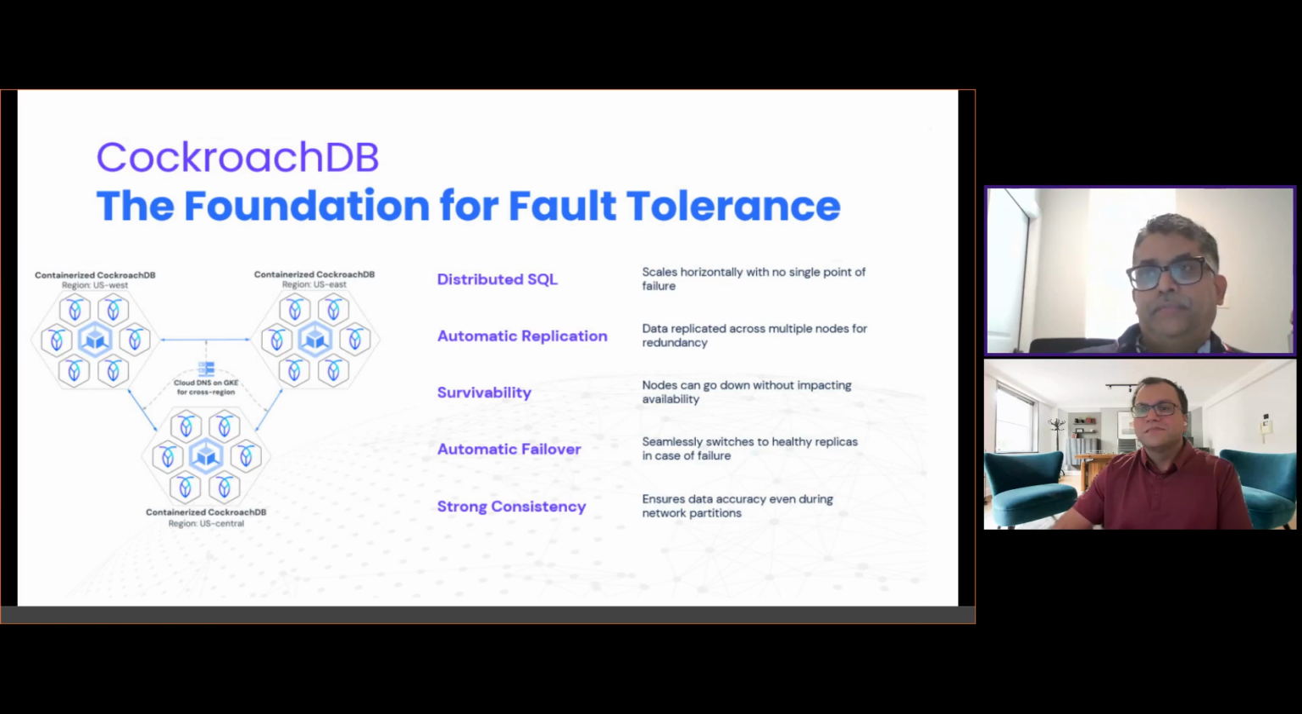Again, as previously mentioned, it provides strong consistency. CockroachDB ensures strong consistency with isolation. It uses serializable by default and ACID transactions, utilizing Raft consensus without compromising performance or data reliability. This guarantees data accuracy even during network partitions.